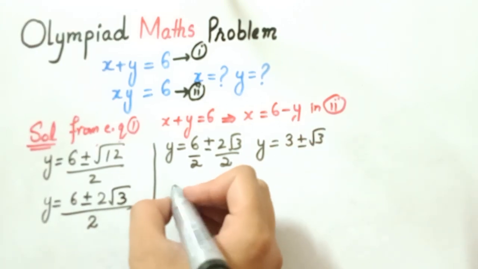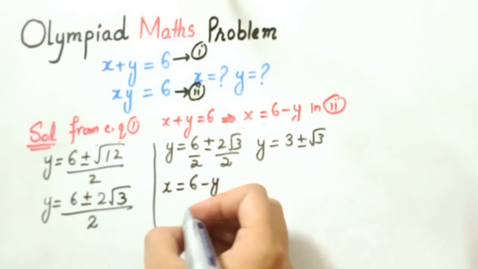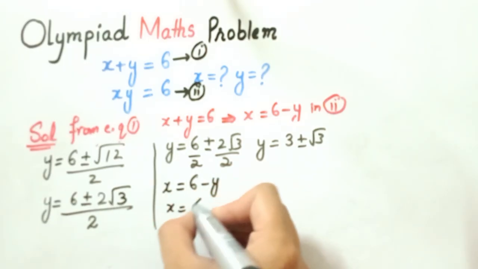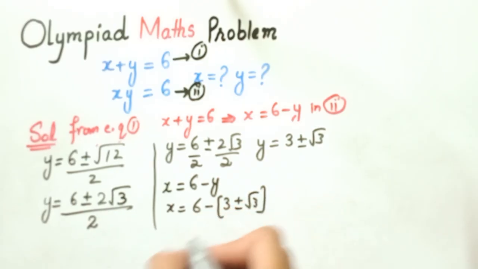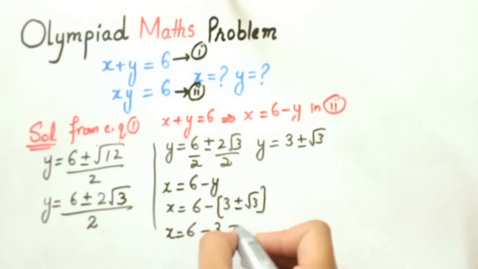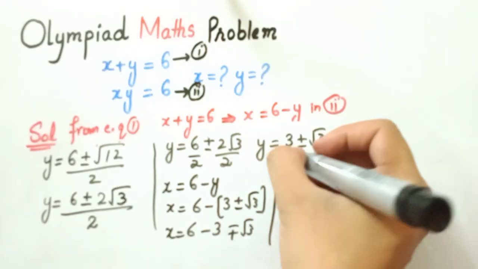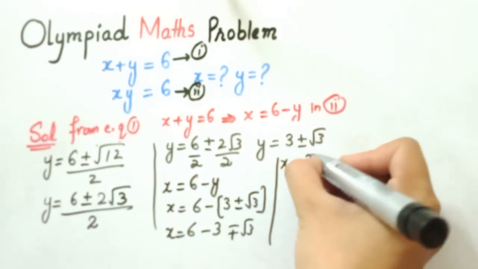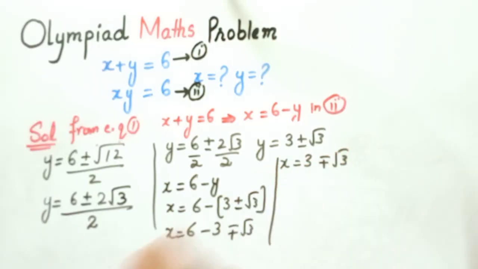Now what will be the value of x? x is 6 minus y. So 6 minus y is 6 minus 3 plus minus root 3. So x is 6 minus 3, which is 3, minus plus root 3. So this will be the final answer.